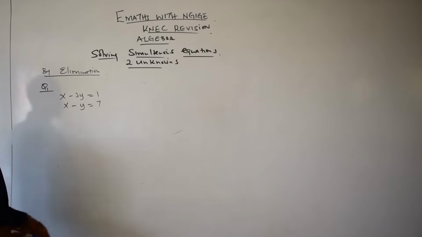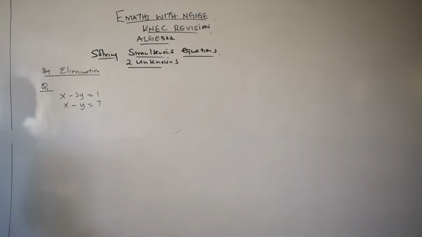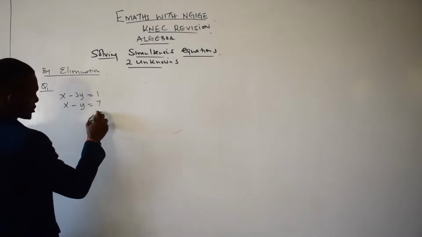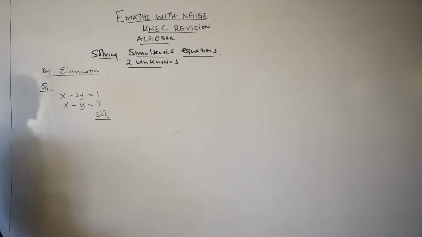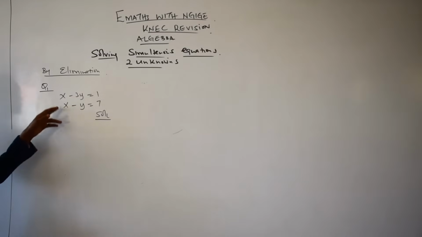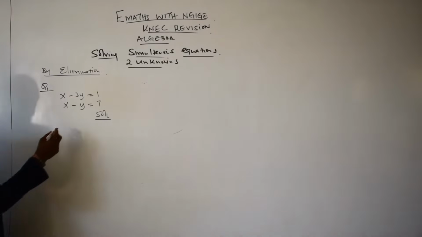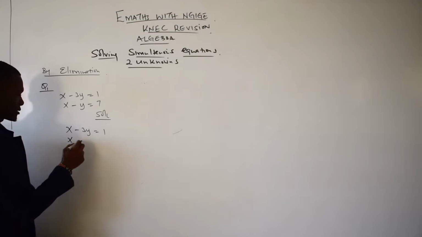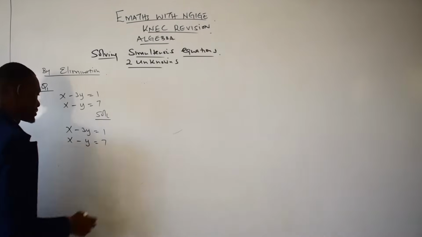Now we check the same question. Now we use the elimination method to solve this. So the solution will be given by: you choose a term which you want to eliminate. In our case, it will be easier to eliminate x. So you have x minus 3y equals 1, then x minus y equals 7.